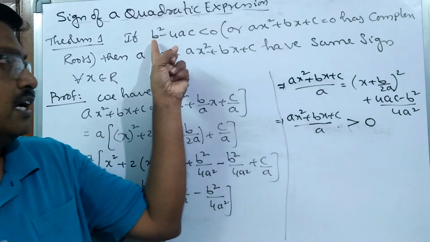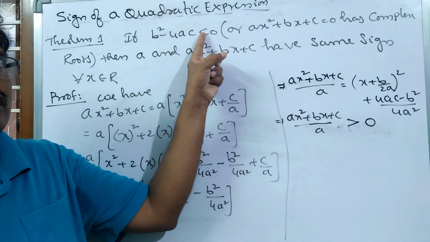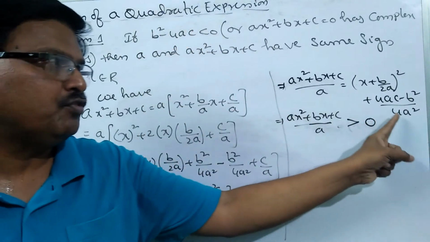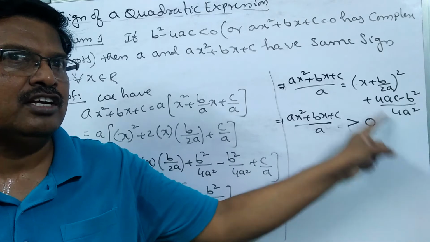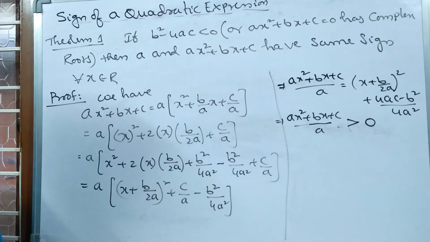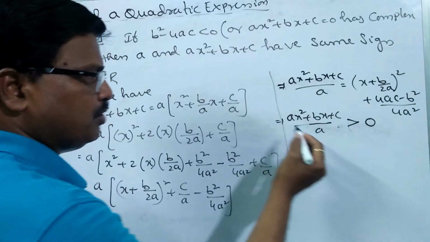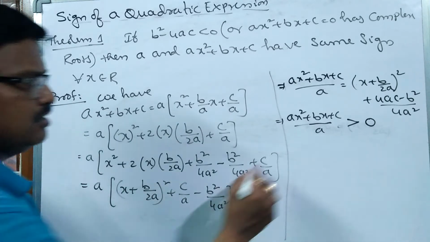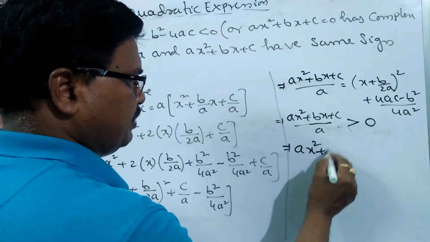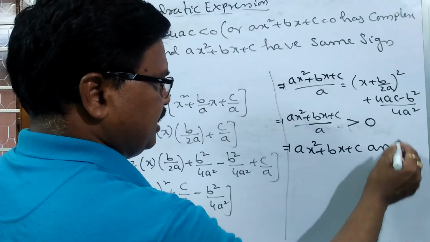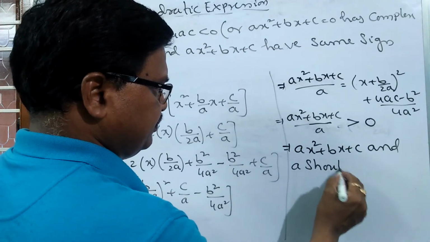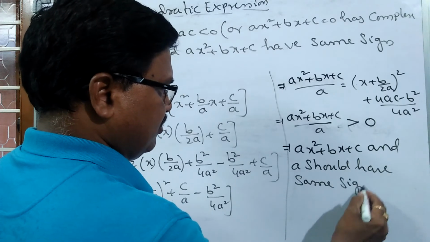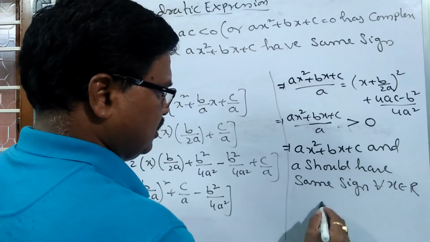Similarly, b square minus 4ac is less than 0. If you multiply with minus sign, 4ac minus b square is greater than 0. That means it is positive. And 4a square is always positive. Why? Because it is a perfect square. So totally positive term, so it is greater than 0. So this fraction is positive. A fraction is positive if both the numerator and denominator have same sign. So this implies ax square plus bx plus c and a should have same sign for all x belongs to capital R.